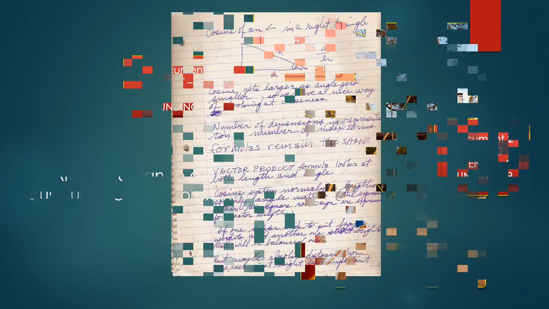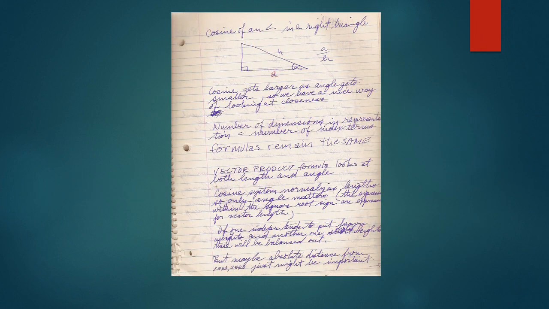Back for a moment. And this again from the early 80s, looking at the cosine of an angle in a right triangle. Cosine gets larger as the angle gets smaller. So we have a nice way of looking at closeness. A vector product formula looks at both the length and the angle. The cosine system normalizes the length so that only the angle matters.